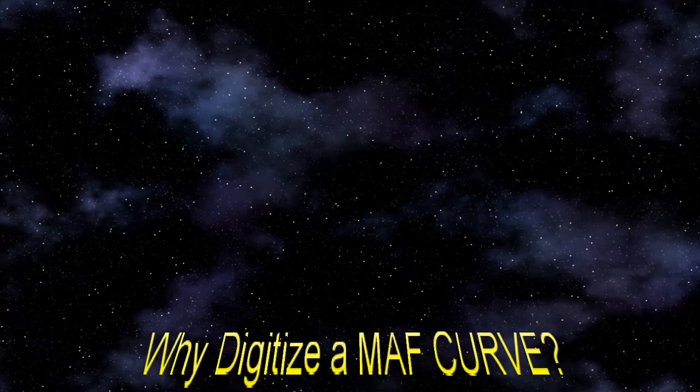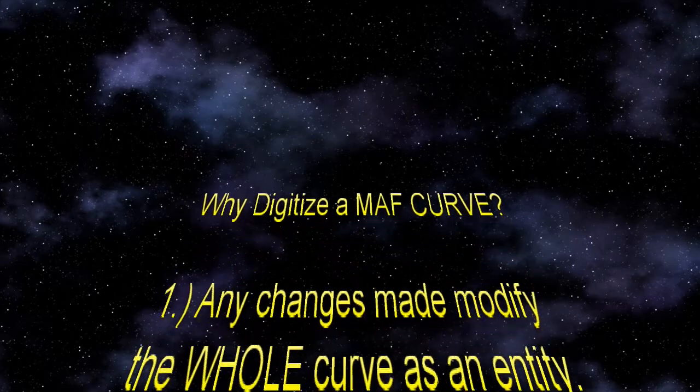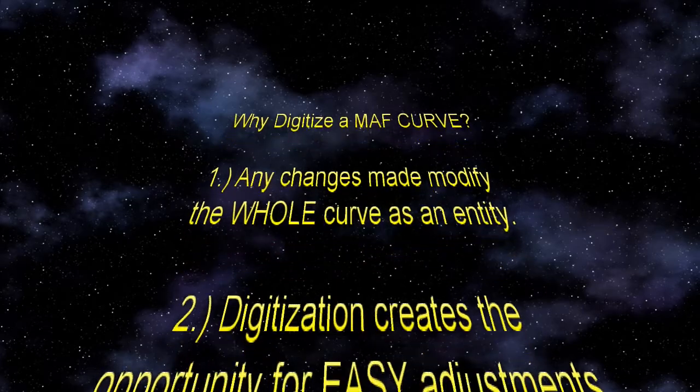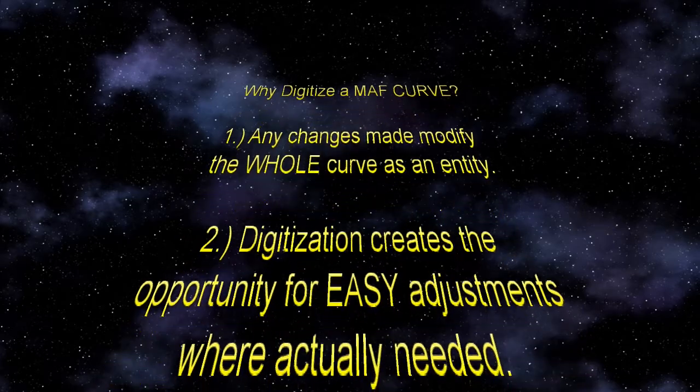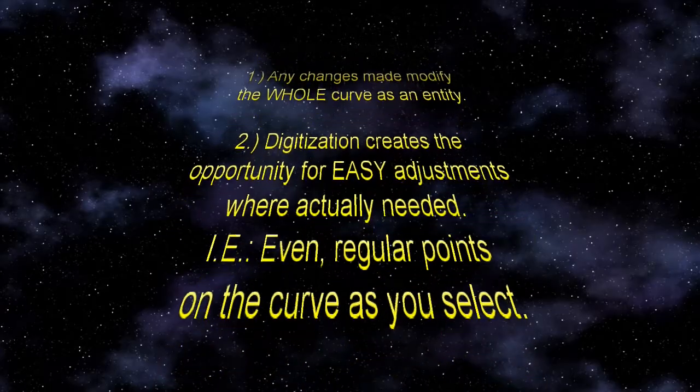Okay, so why would I want to take a MAF curve and convert it into a mathematical formula? Reason number one is any change you make to the MAF curve now becomes a change to the entire curve, not just a couple of points somewhere on the curve. Digitization also creates the ability to make changes exactly where you need them. This makes for easy adjustments in that one area without totally upsetting the rest of the curve.